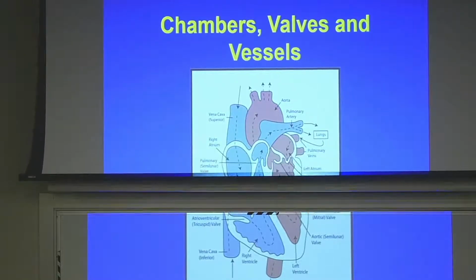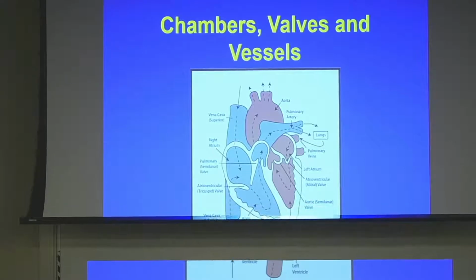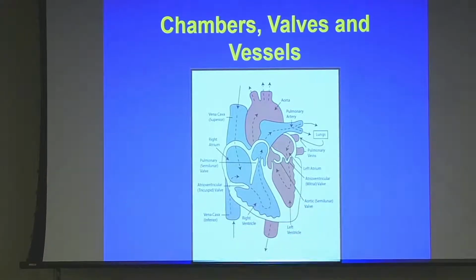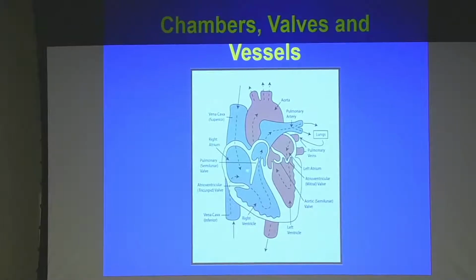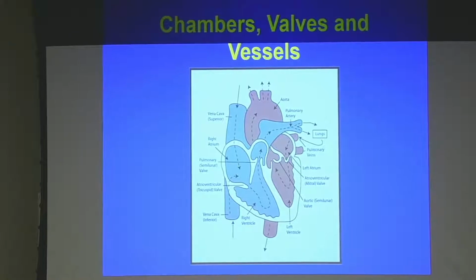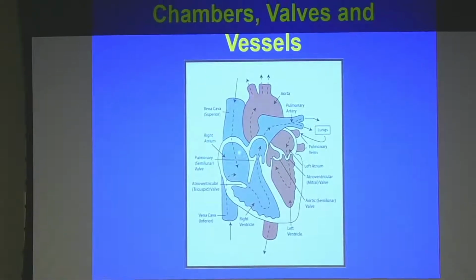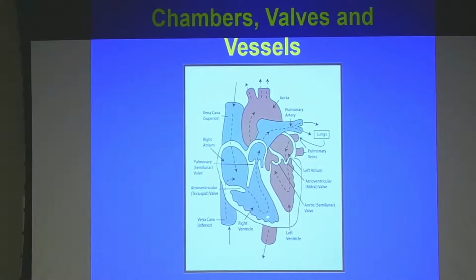Again, to review it, in blue is the right side of the heart. So this will be deoxygenated blood coming into the heart. It's going to come through the vena cava, enter the right atrium, flow across the right atrioventricular valve, also known as the tricuspid valve, into the right ventricle.